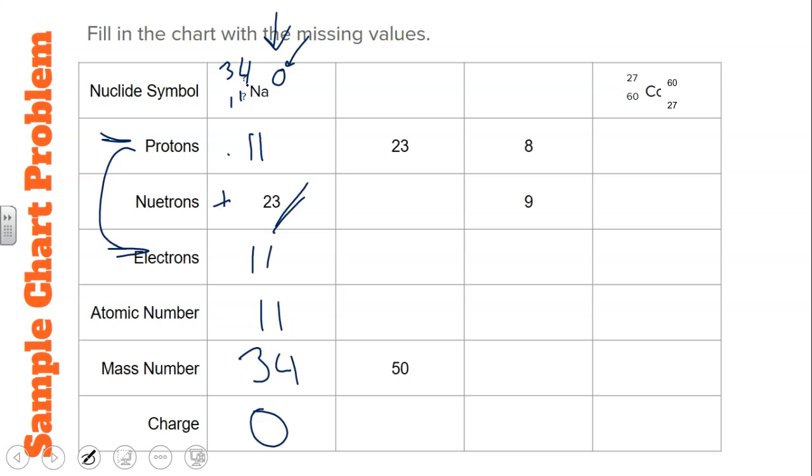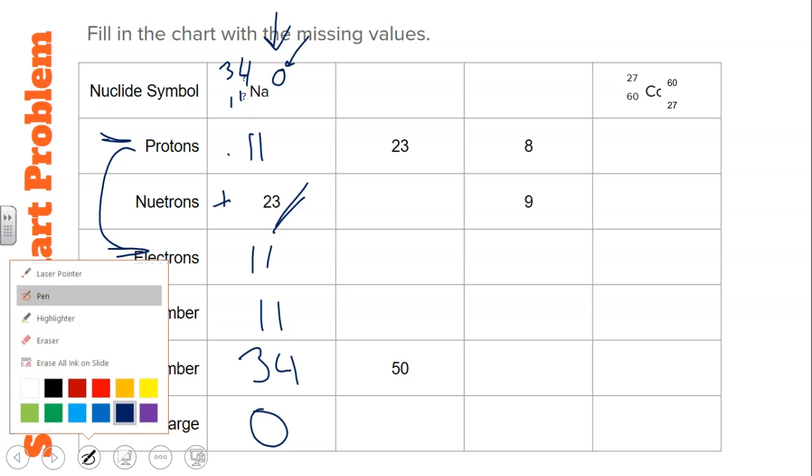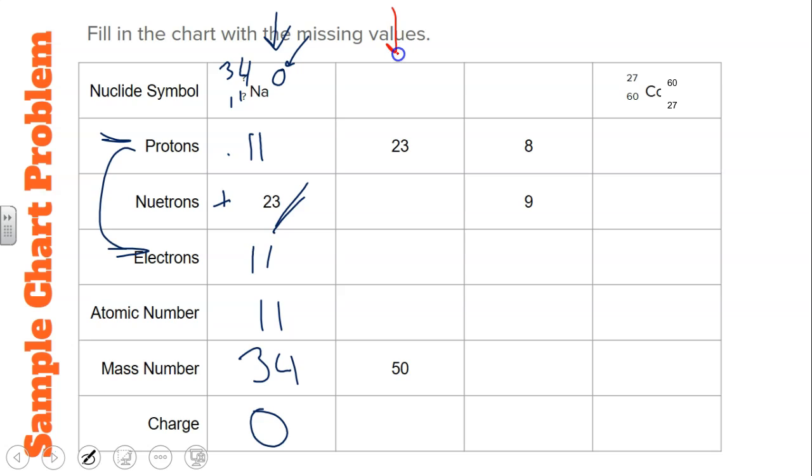Okay, so now let's see if we can determine the number, the second column. I'll do this in a different color to make it a little easier. The number of protons here is 23, and the mass number here is 50. So we know that 23 plus the number of neutrons gives us 50, so this number should be 27.